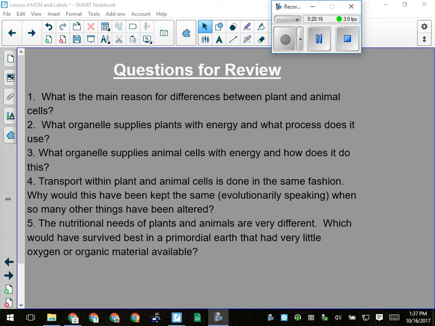All right, second thing, what organelle supplies plants with energy? Jake? That's the process. What organelle carries it out? No, that's their mode of nutrition. What organelle within the plant cell is the one that carries out photosynthesis? The chloroplast. The chloroplast is the special organelle that carries out photosynthesis. So, what organelle supplies animal cells with energy?